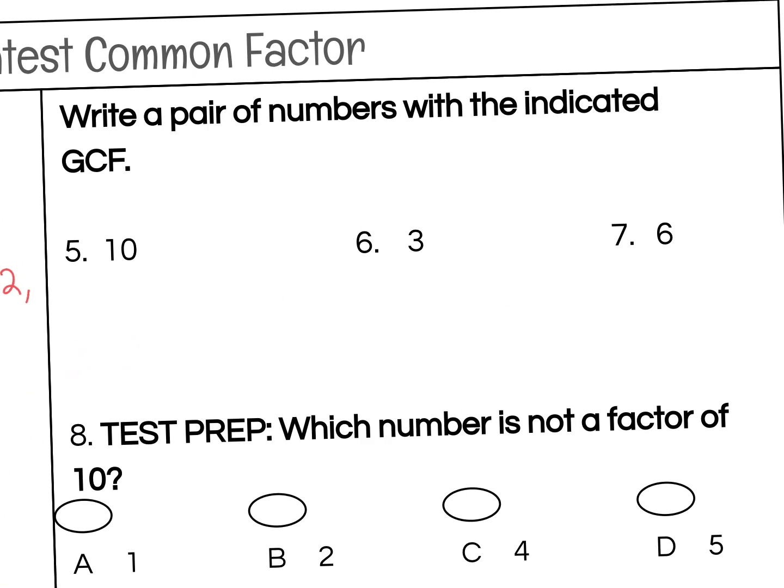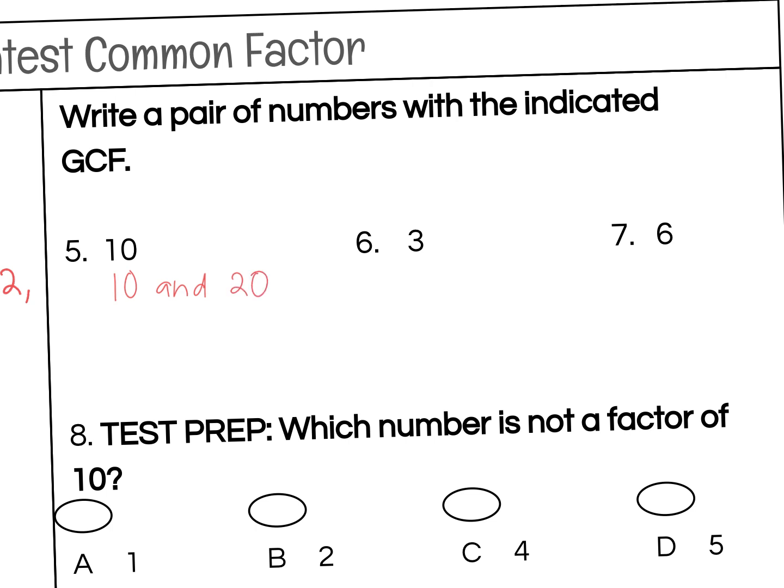So I could use 10 and, well, I have to have 2 numbers because I'm finding GCF. So it's got to be 2 numbers. 10 and what? 10 is a factor of 10. Greatest common factor. So I want to list 2 numbers where the greatest common factor is 10. So think of numbers that have factors of 10. 20. So 10 and 20 could work.